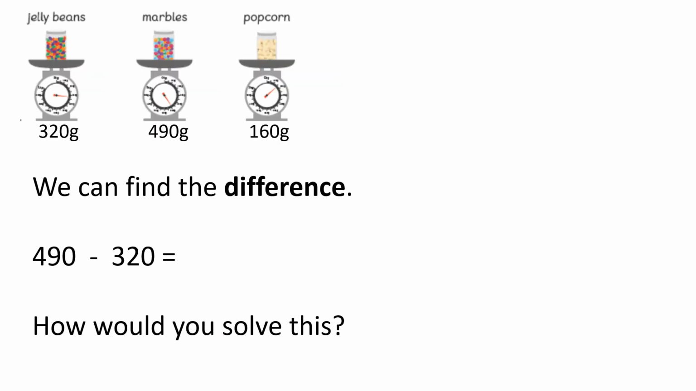So hopefully you told your partner that we would be able to find the difference between the 2 of them. We need to find the difference between the mass of the marbles and the mass of the jelly beans. And when we're finding the difference, we normally would subtract. So in this case, we would be doing 490 for the mass of the marbles, subtract 320 for the mass of the jelly beans.